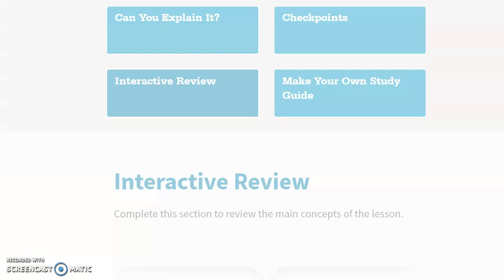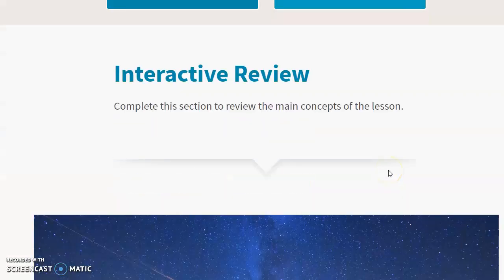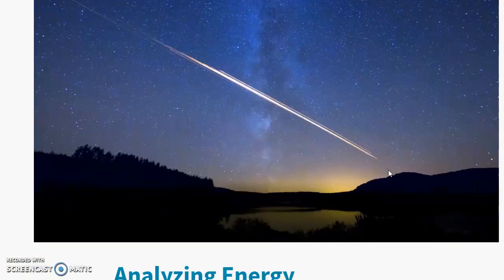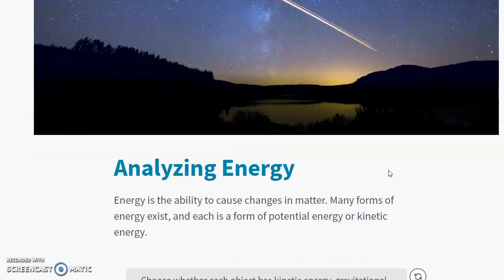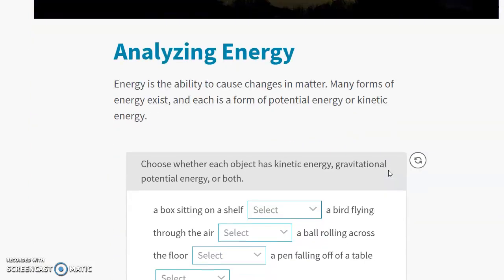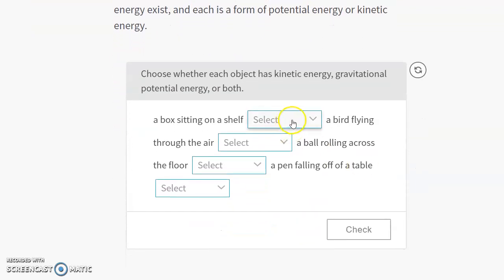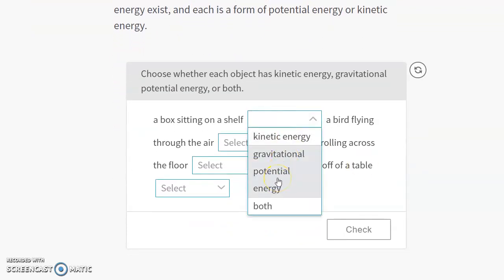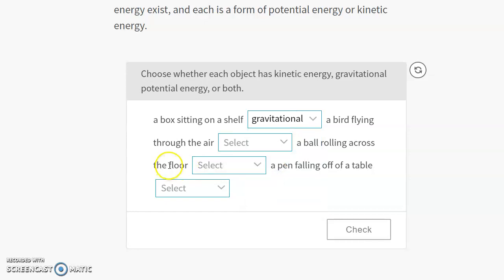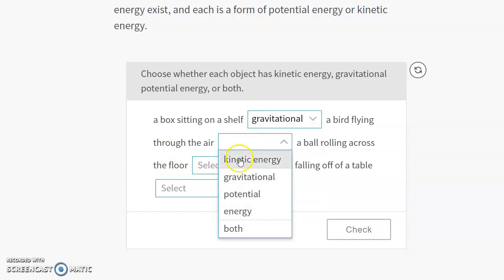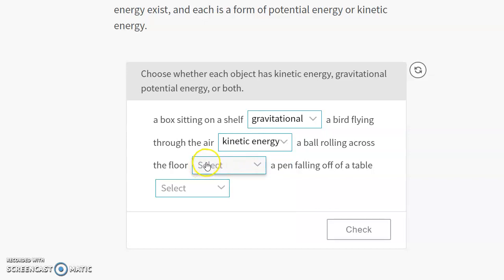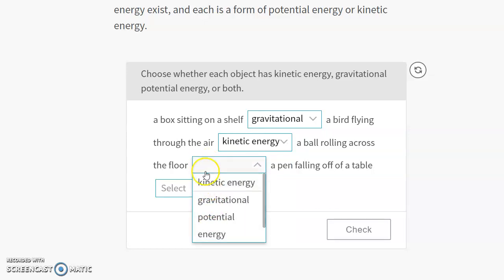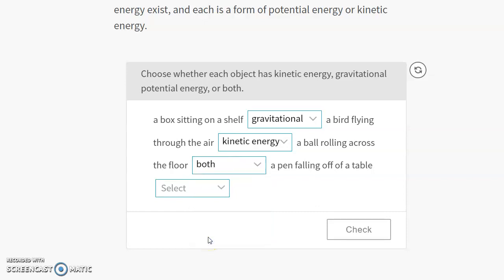All right, so we're going to look at our interactive review for the main concepts of the lesson, talking about the meteorite again, and energy, potential and kinetic. A box sitting on a shelf, potential energy, right? A bird actually flying through the air, kinetic. A ball that rolls across the floor. They talked about how the ball can have both, right? A pen falling off of a table.